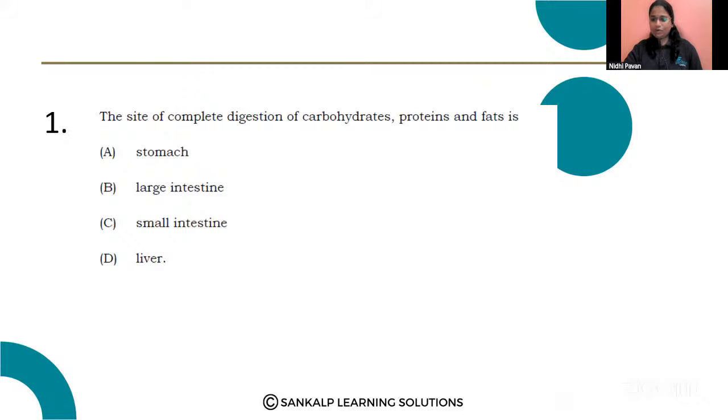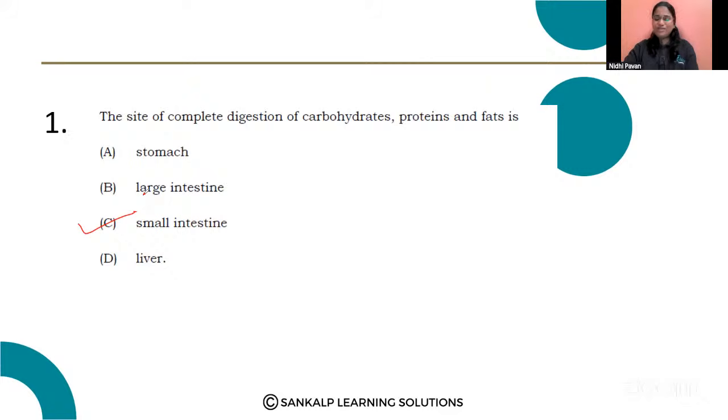Small intestine. Okay, fine. Most of you answered it correctly. Many of you answered liver, which is actually wrong. The liver is just a helping hand in digestion. It does not take the full role in digestion. It just helps by releasing bile juice. Bile juice converts the fat into fat globules. So the site of complete digestion of carbohydrates, proteins and fats takes place in the small intestine. So who all answered option C? You are right, guys.